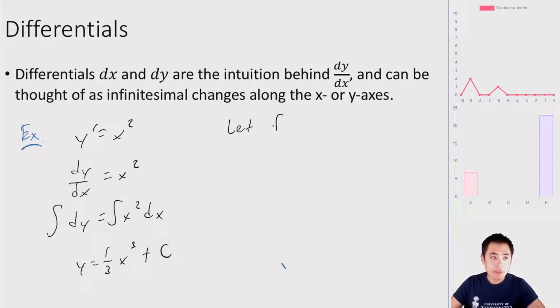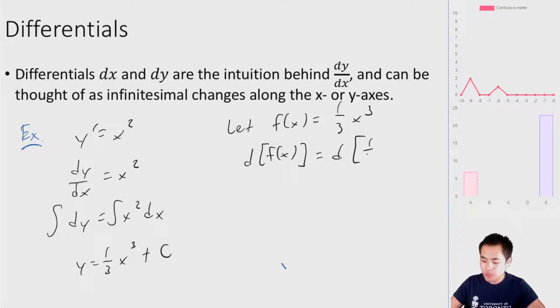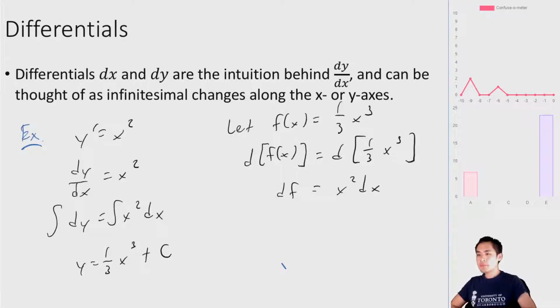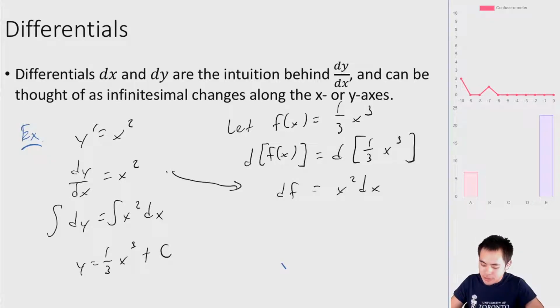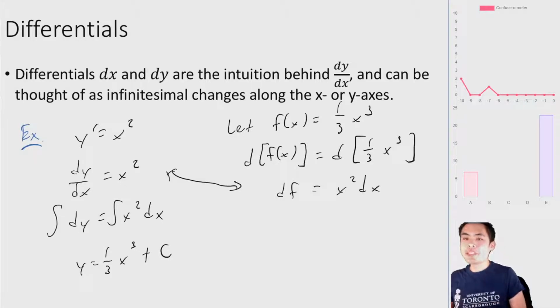And so then if you let f of x be equal to 1/3 x cubed, one other thing you can say is that d of f of x, which is something called the differential operator, is going to be d of 1/3 x cubed, and so then you have df equal to x squared dx. And you can sort of see that this is basically analogous to multiplying by the dx in the other version of the equation.